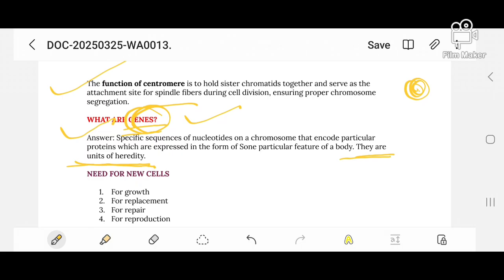Why are they the units of heredity? Because the characteristic feature that your parents have will get transferred to their offspring also. Who is their offspring? You are their offspring. Your parents' offspring are you. So you will have some similarity with your parents, and that is because of these genes.